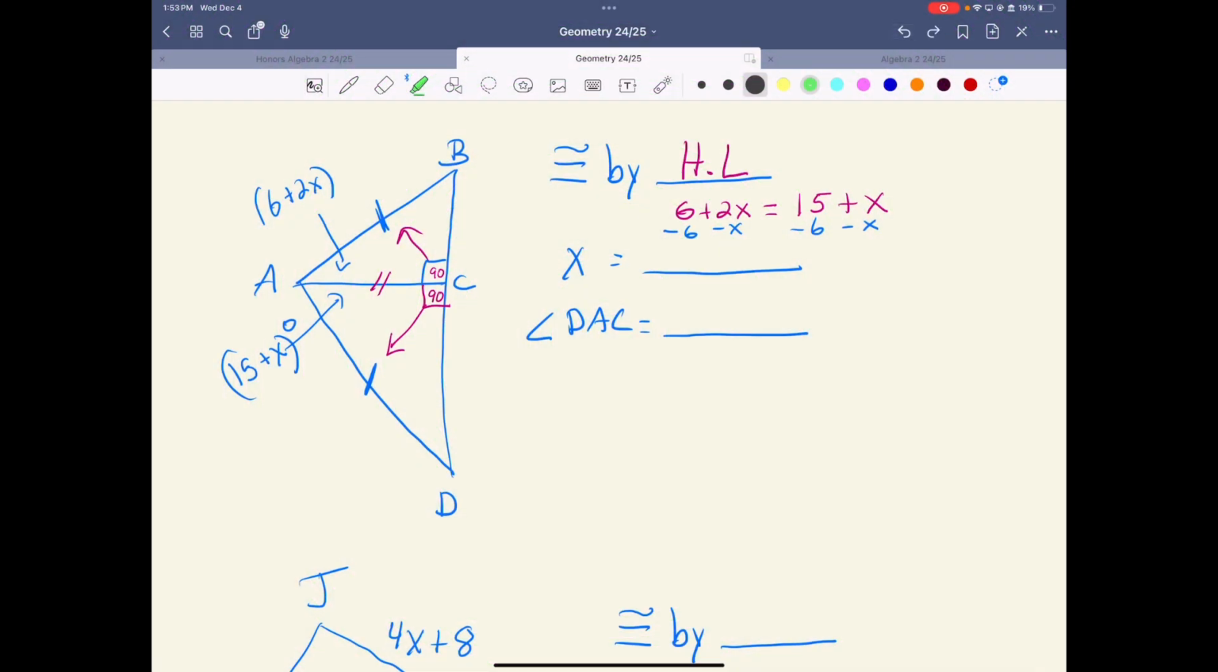So 2x minus x, that gives me x. So that gives me x. 15 minus 6 is probably 9. Is that right? Yeah, there we go. So again, we have to find DAC. So that's 15 plus x. X is 9. 15 plus 9 is 24. There are our three solutions.